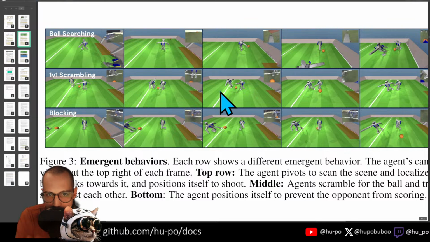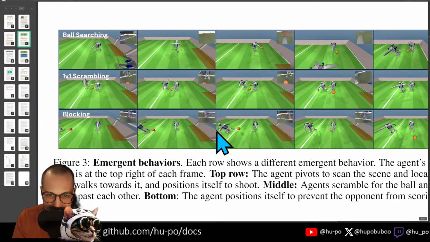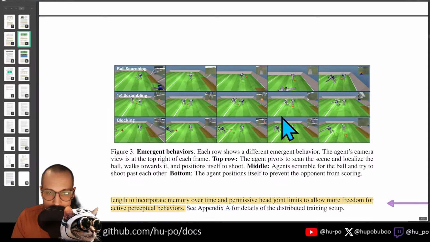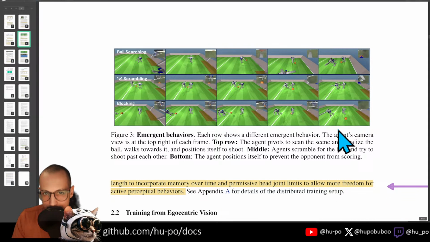But the interesting part about this ball searching behavior is that it's emergent without any explicit reward, right? So the robot learned on its own in simulation that if it doesn't know where the ball is, it should move its head, because if it moves its head, it'll maybe be able to see the ball and then go towards the ball. So that's pretty cool, right? Emergent behaviors are really, really cool. And especially in an end-to-end RL environment like this, having an emergent seeking behavior, pretty badass.